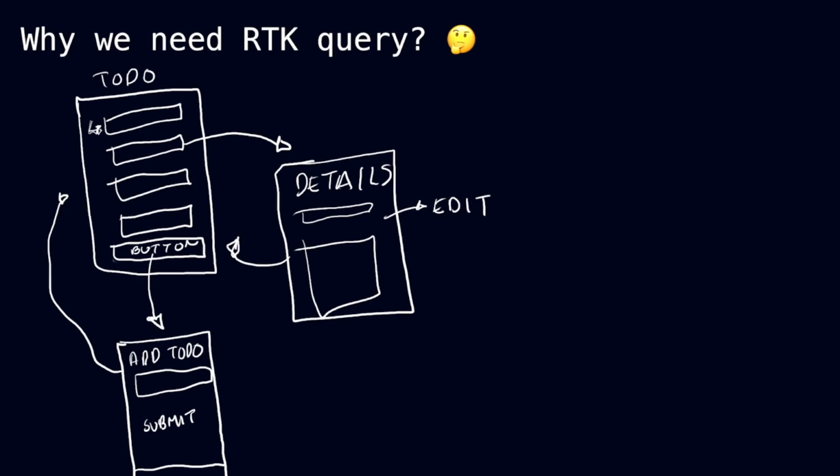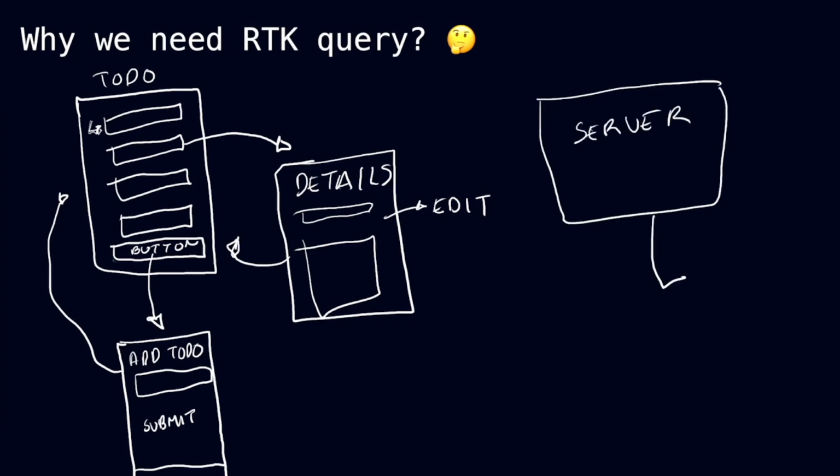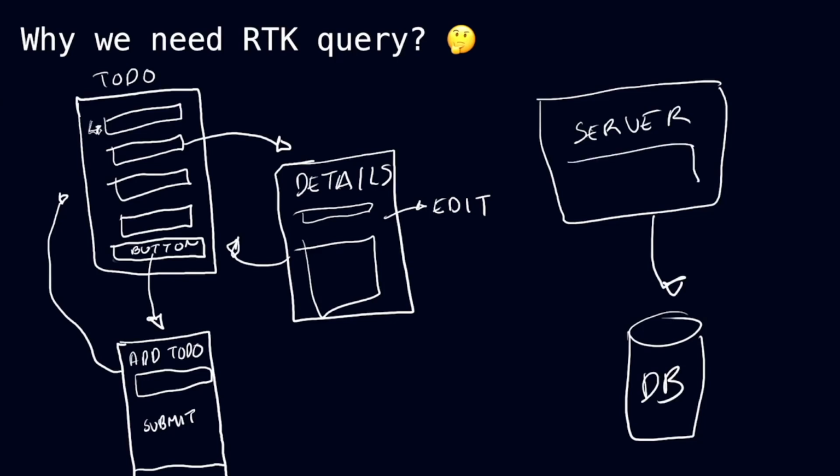Now, let's say that we have a server. This is my server, and the server, of course, is going to be connected to a database. So this is going to be my database, and I need to handle everything on the server, right? So whenever I need to show the to-dos to the user, I would need to create a GET request.